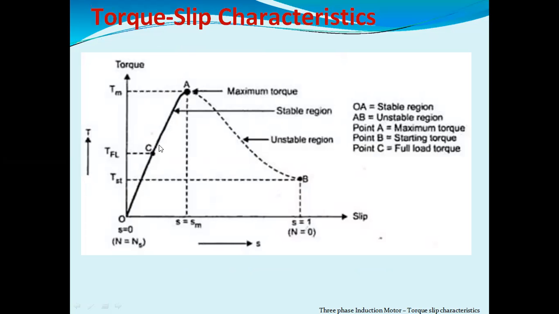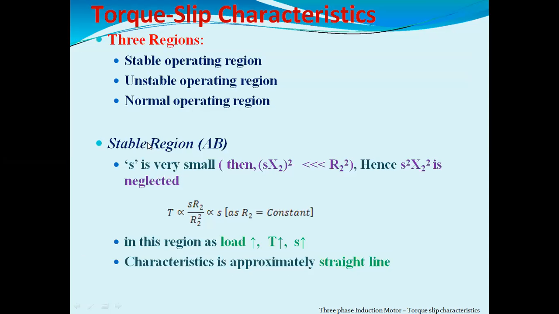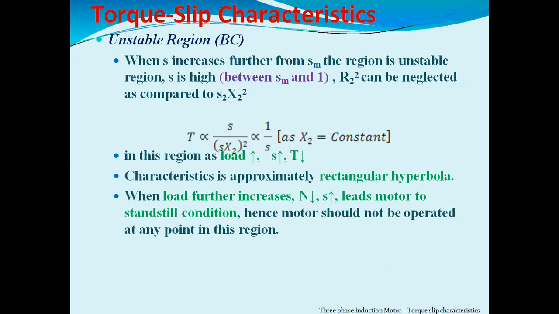So we get the characteristics approximately as a linear line, which is the slope, because taken from the origin it is a straight line. So the characteristics are approximated by a straight line. When we study further, the value of slip keeps increasing. When the value of slip becomes equal to 1, we call the region from B to C an unstable region.